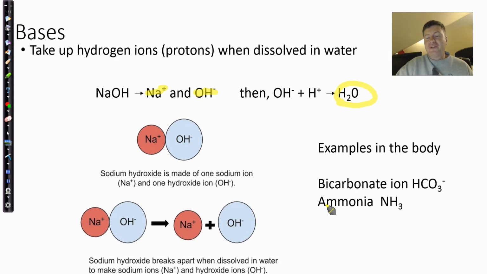Some examples in the body: ammonia. We produce small amounts of ammonia. And then bicarbonate ion, which is a critical one we associate with our blood. So again, by definition, an acid generates or produces hydrogen ions, and bases are those substances that can take them up.